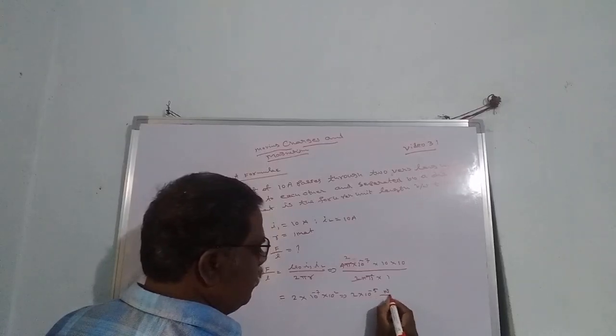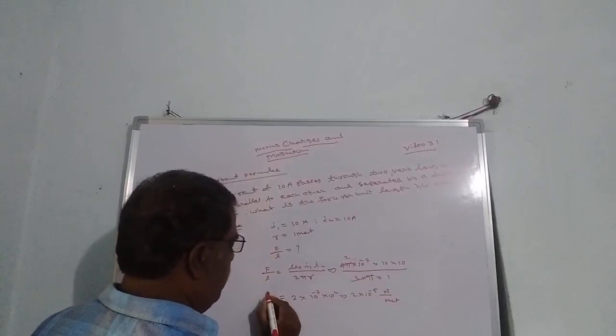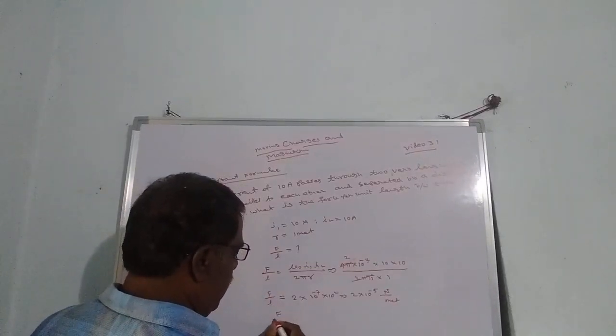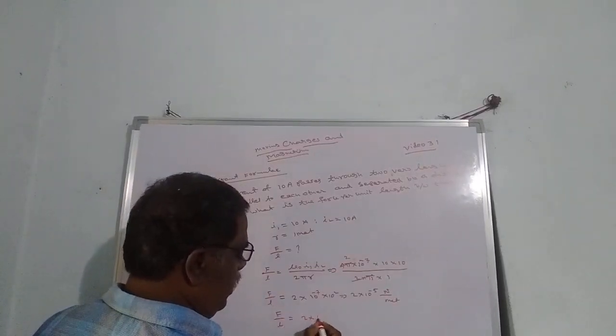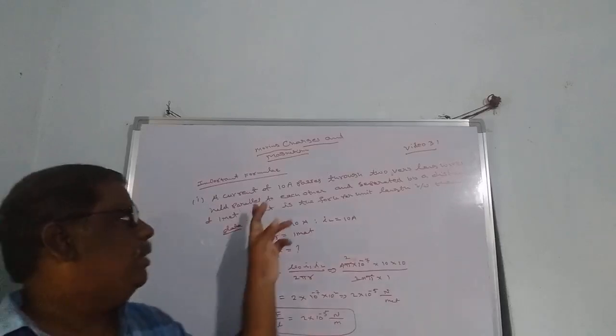Force per length. Force units are in newtons and length unit in meter, so Newton per meter. Force per unit length, or F by L, is equal to 2 into 10 power minus 5 Newton per meter. This is the answer. So once again, read the problem.